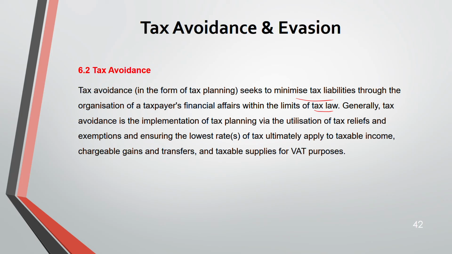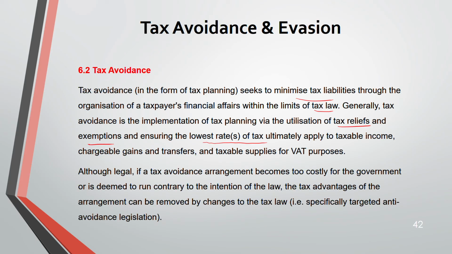Generally, how do you avoid tax? Through tax planning. You utilize the tax reliefs. You make sure you are utilizing the exemptions that HMRC is giving you, and ensuring the lowest rate of tax is paid on your income, gains, and transfers, and also for VAT. All these are acceptable. They are legal. Even though they are legal, sometimes this tax avoidance arrangement becomes too costly for the government, or it is running against the intention of the law.